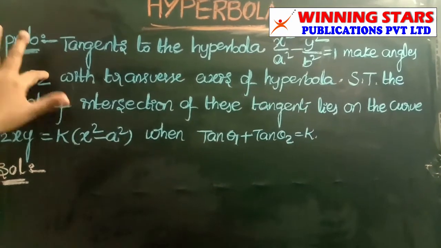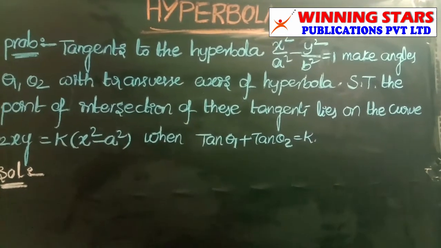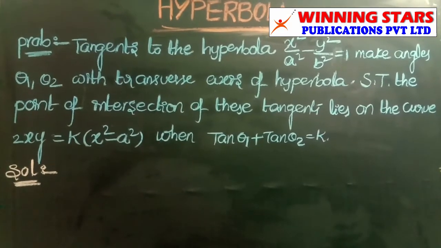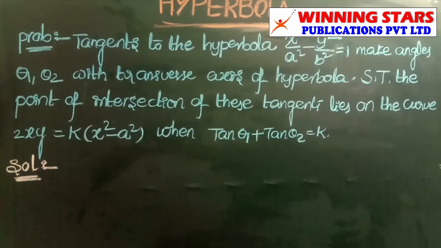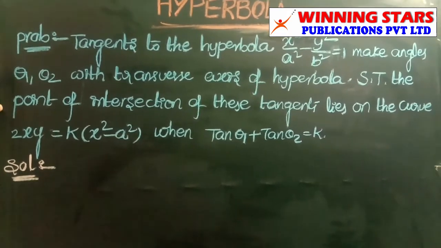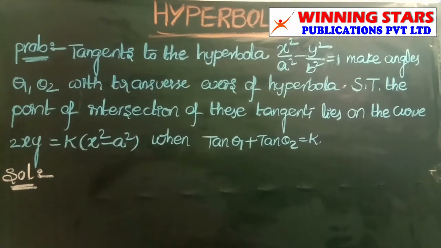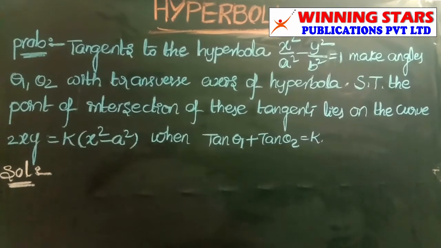Next problem. Tangents to the hyperbola x²/a² − y²/b² = 1 make angles θ1, θ2 with the transverse axis of the hyperbola. Show that the point of intersection of these tangents lies on the curve 2xy = k(x² − a²), when tan θ1 + tan θ2 = k.